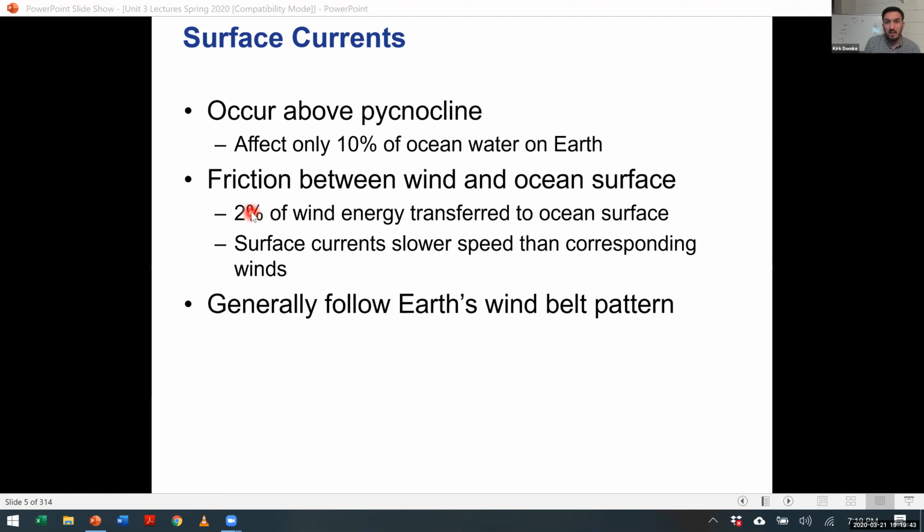So that's where we lose about 98% of the wind's energy as far as what gets transferred into the ocean currents below. But that 2% is enough to get the water moving. And as we'll see today, we're going to learn exactly how it moves.